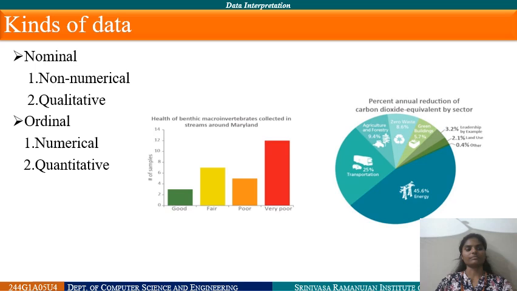Kinds of data, that is nominal and ordinal. In nominal, there are two types: non-numerical and quantitative. In ordinal, also there are two types: numerical and quantitative.